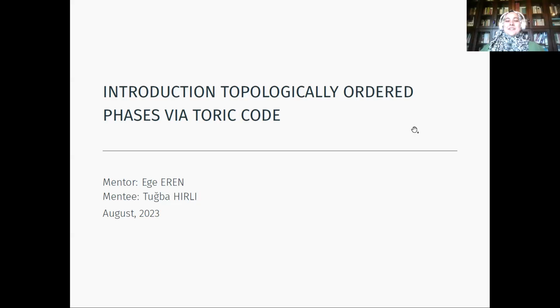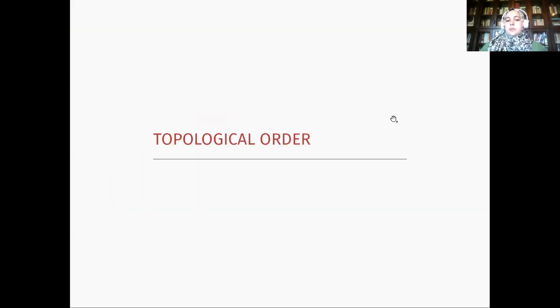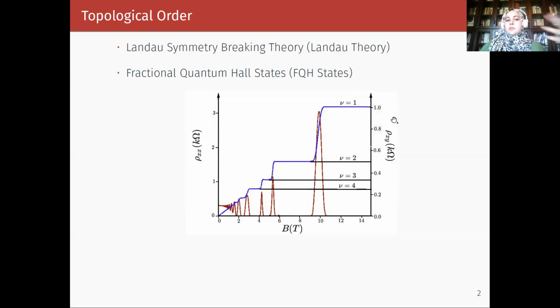Thank you. So as Ege said, we have worked on topological order and we use the basic model for this order, the toric code. So in my presentation, I will firstly introduce what topological order is. Then we will continue with the toric code and show the properties for a system to be called topologically ordered using our model. So before defining topological order, I need to show why topological order is important for us.